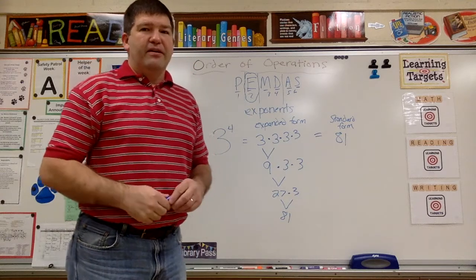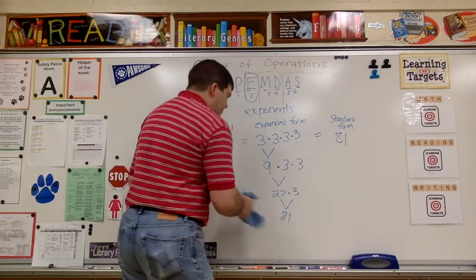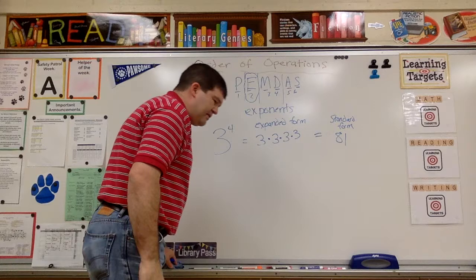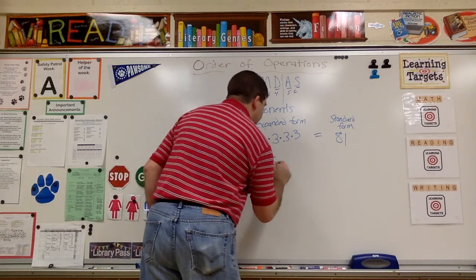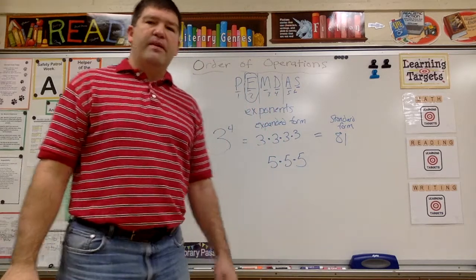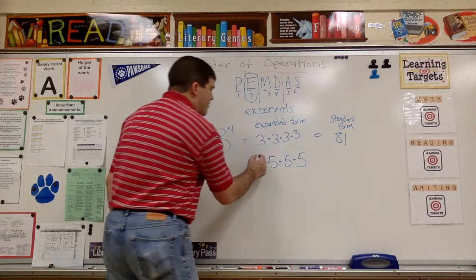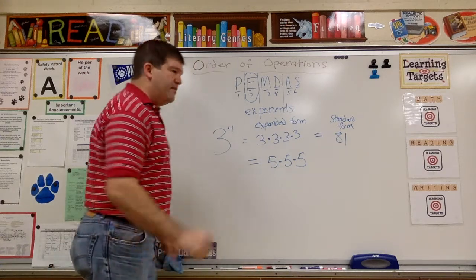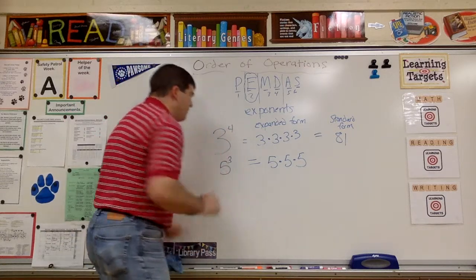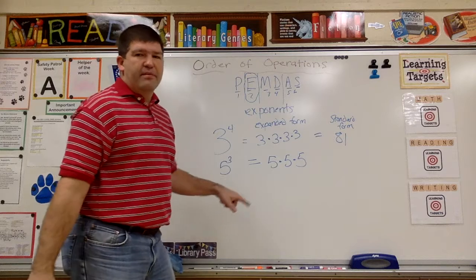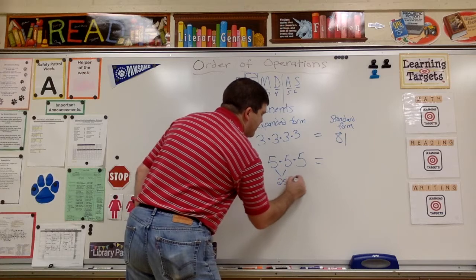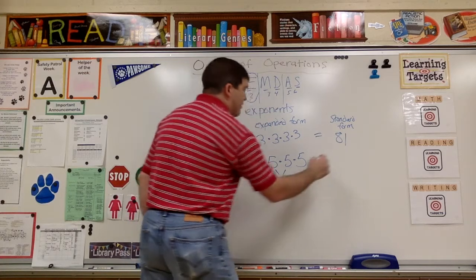And that's basically all exponents is. Let's do another one. This time, let's do 5 times 5 times 5. Okay? If I want to put it in exponential form, I know I'm going to have 5. How many times do I have 5? 3 times. So 5 to the third is the same as 5 times 5 times 5. And if I do that, 5 times 5 is 25, times 5 more is 125.